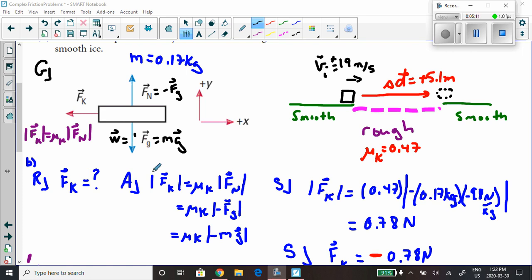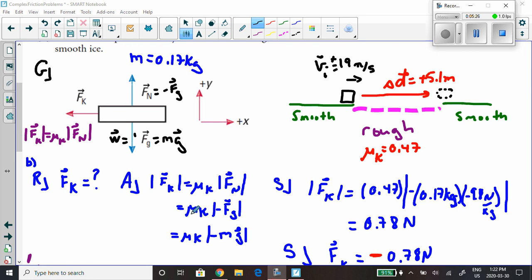Well, how would I go about figuring that out? Well, I have an equation right there, so I'm going to use it. I'll rewrite the equation. The magnitude of the force of kinetic friction is equal to the coefficient of kinetic friction times the magnitude of the normal force.